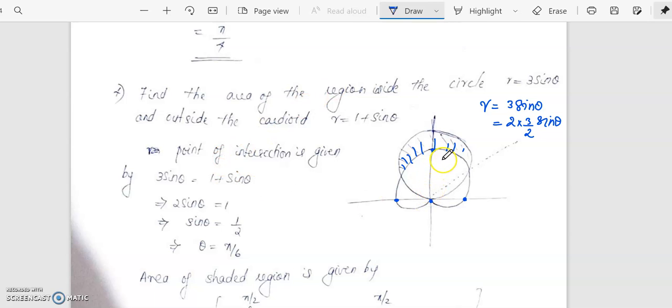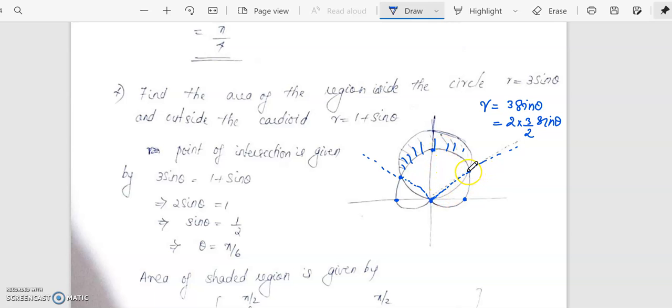So we need to find out the area of the shaded region. Now we can see that these two curves will intersect along this theta value. At this point they will intersect. So these are the corresponding rays. So these are the corresponding theta values.